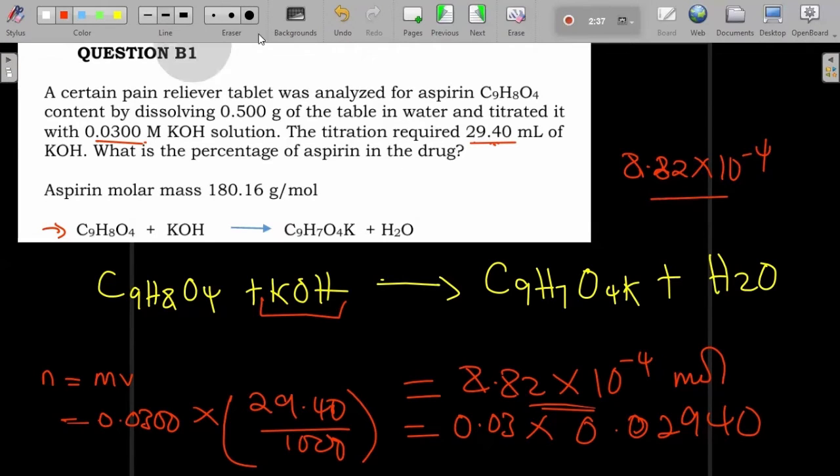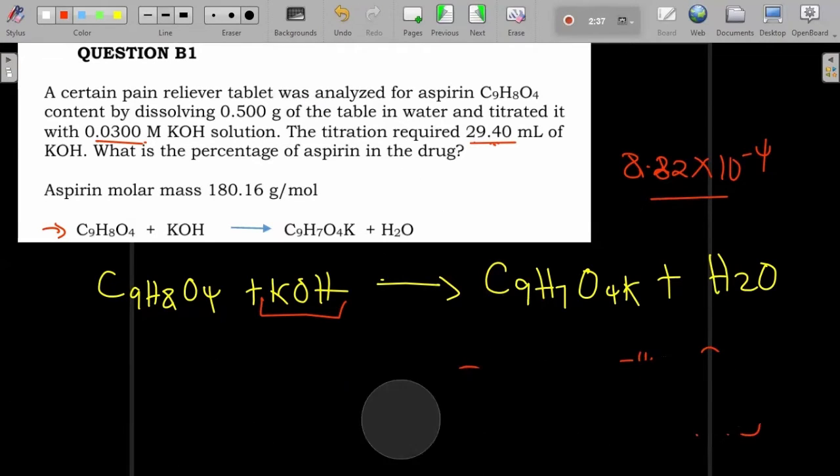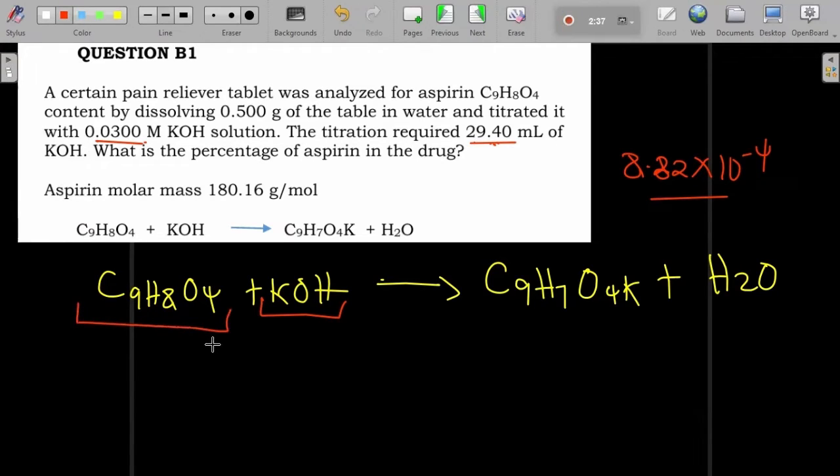Now since I have the moles of potassium hydroxide, I can get the mole ratio from this reaction to find out how many moles of aspirin actually reacted. So I'm first going to get the mole ratio from here. I said make sure this reaction is balanced. So here I have 9 H, they have 9 H, for oxygen have 5, K 1, C9. So the reaction is balanced.